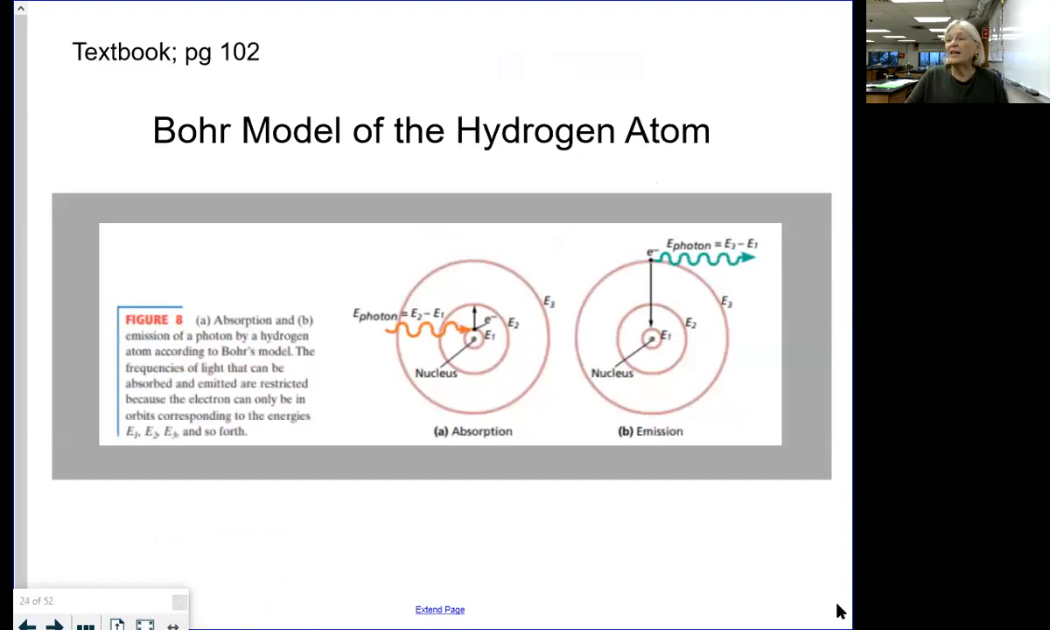Remember, this light can be called photons. Photons are the packets of energy that have characteristic wavelengths and frequencies. So these 2 pictures on page 102 are essential.